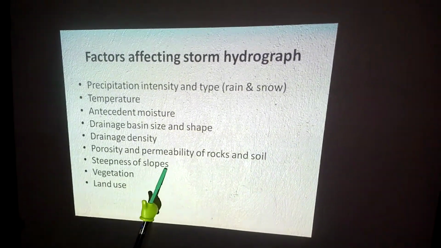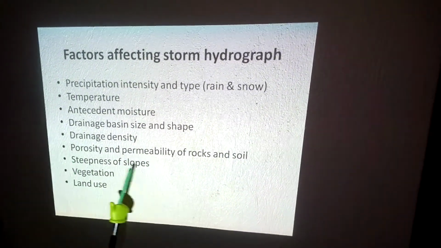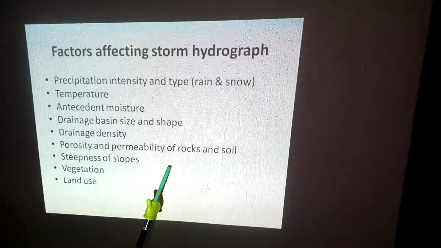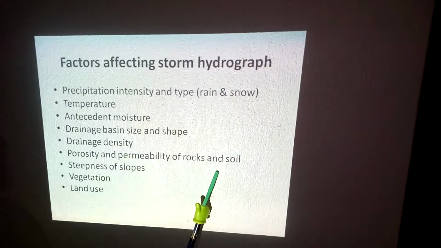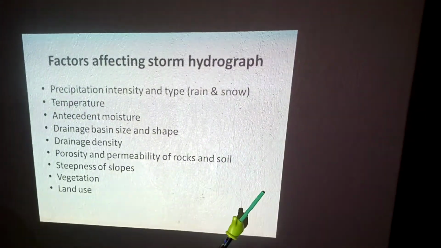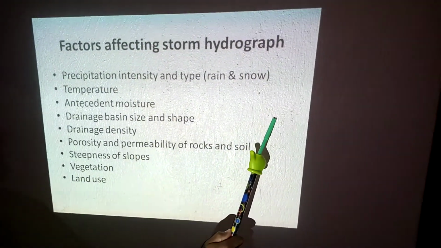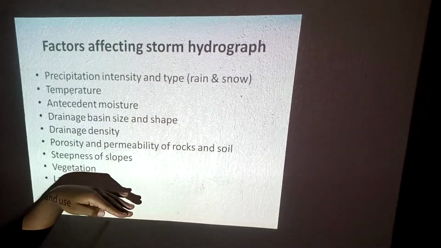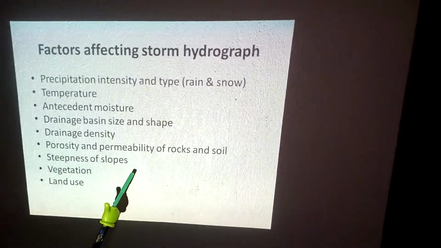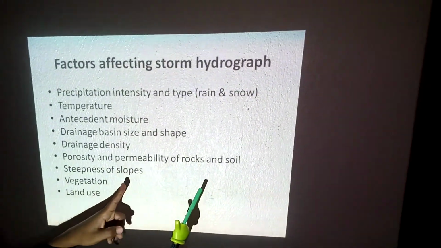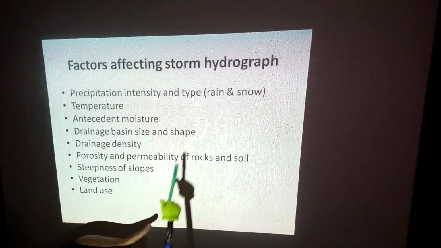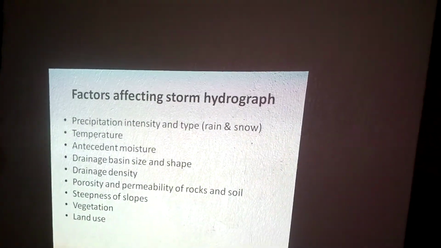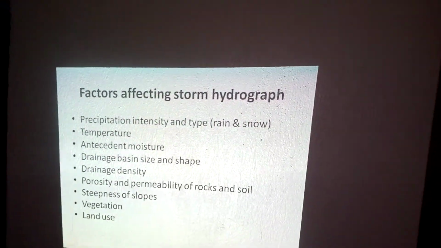Steepness of slopes. The steeper the slopes, the more the surface runoff. So there will be a shorter time lag, steeper rising and falling limbs, and a higher peak discharge. But the opposite, the gentler the slopes, the slower is the surface runoff, the longer is the time lag, the gentler will be the rising and falling limbs, and the lower will be the peak discharge.